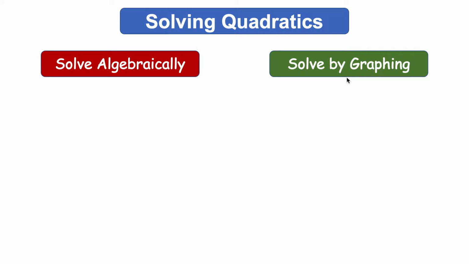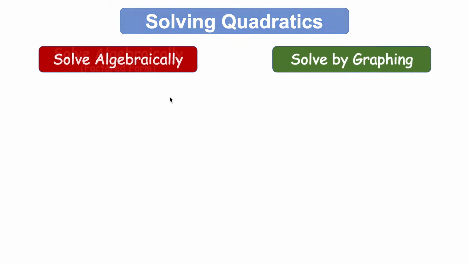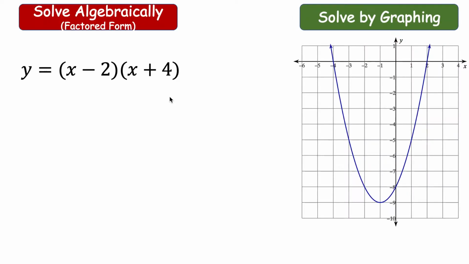Solving by graphing, there's actually a part of the graphs that we've been doing that's going to be the solution to the equation. So let's make this connection real quick. Solving algebraically and solving by graphing are very closely related. Think about this equation we graphed in a previous lesson. This was y in factored form. In factored form, to find the x-intercepts, we set y equal to 0, because that's where the x-intercepts were. When we started graphing, we were looking for x-intercepts first.